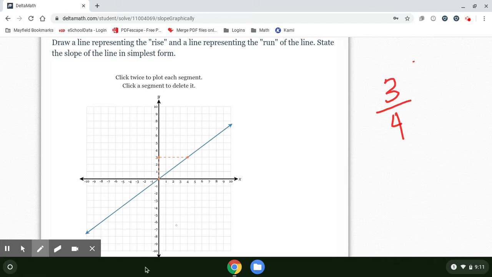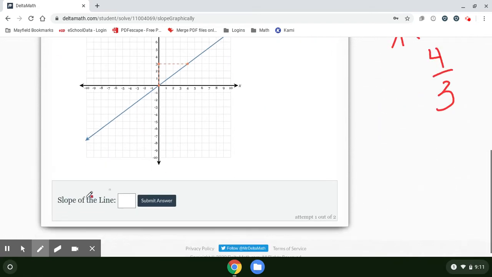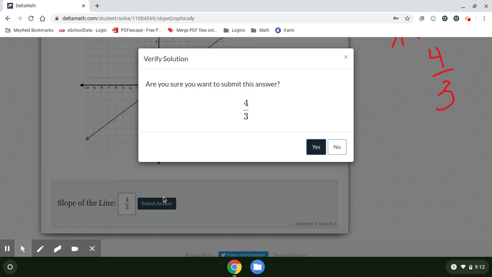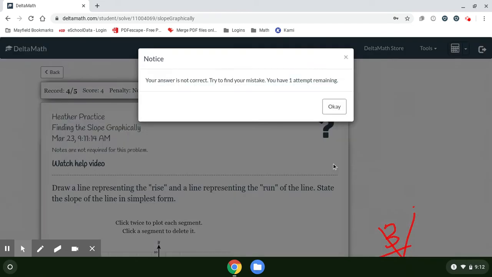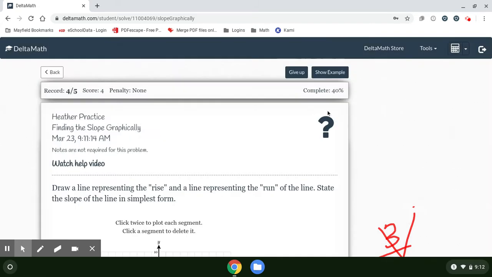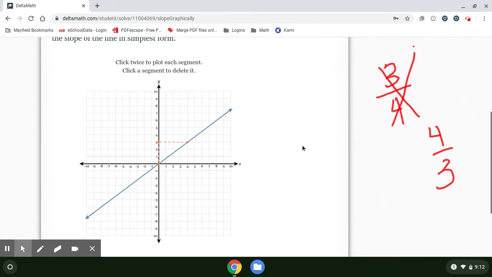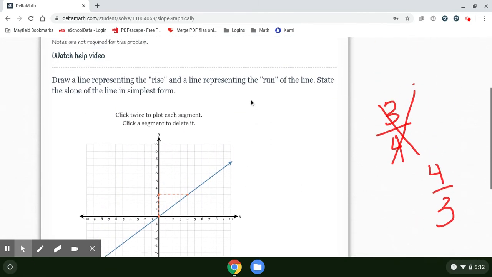Let's say I typed that incorrectly and say I got that wrong and I did 4 over 3. So if I come down to the box and type in 4/3 and hit submit answer, it comes up with your answer is not correct. Try to find your mistake. You have 1 attempt remaining. So at this point, I know it's not 4 over 3. So I'm going to try to figure out what I did wrong.